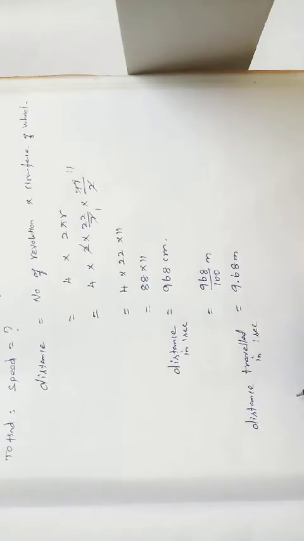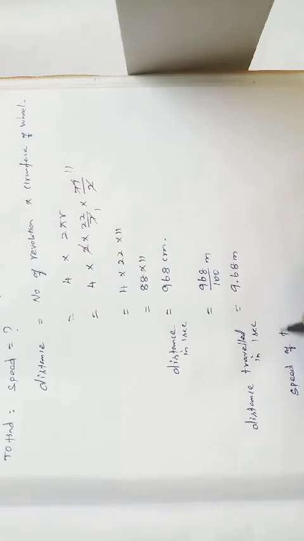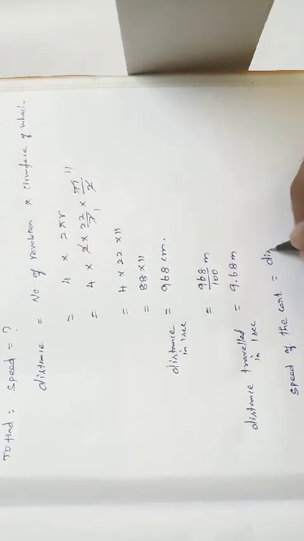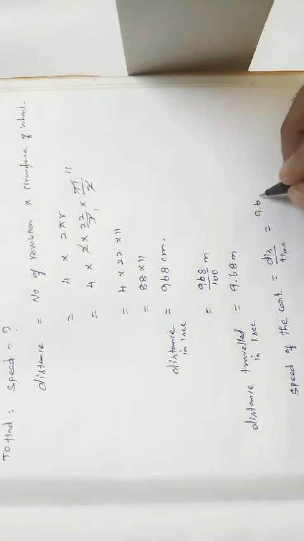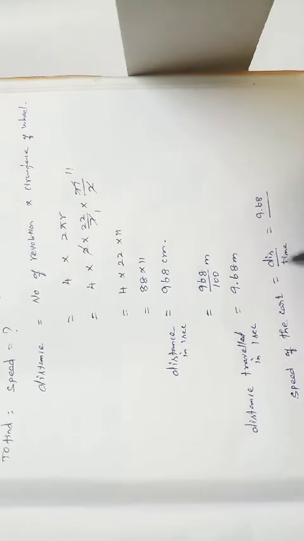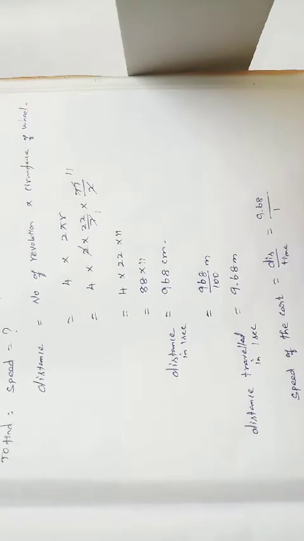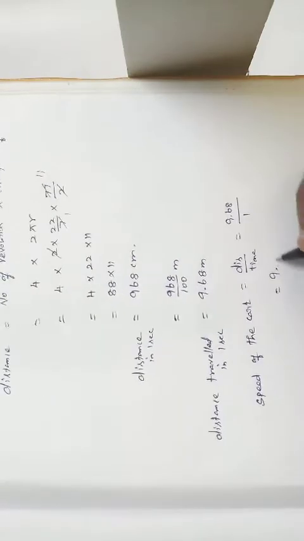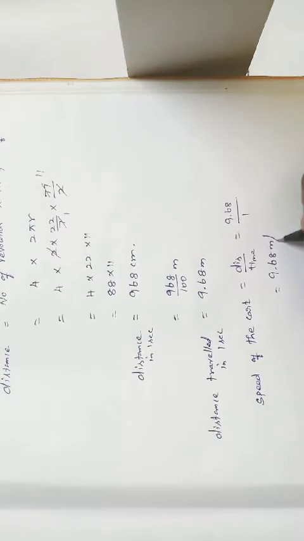So now I am going to find the speed of the cart. Speed of the cart is equal to distance divided by time. The distance is 9.68 meters, and the time is only 1 second. So it's 9.68 meters per second.